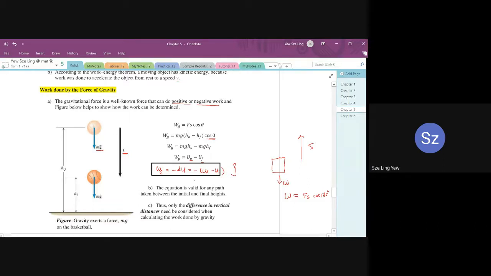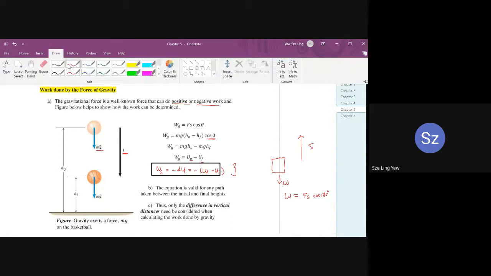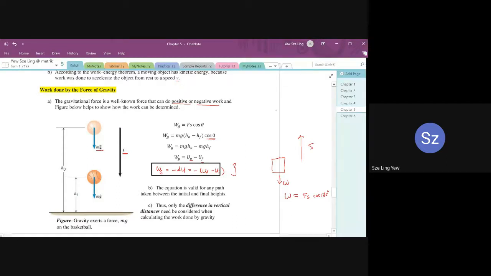So this is a very good example to show you the difference between positive and negative work done. The diagram on the right-hand side is positive work done because you are the one doing work. You do work on the object, therefore this object can move upwards. And then the diagram on the left-hand side is negative work done. Why? Because the work itself is being done by the object.